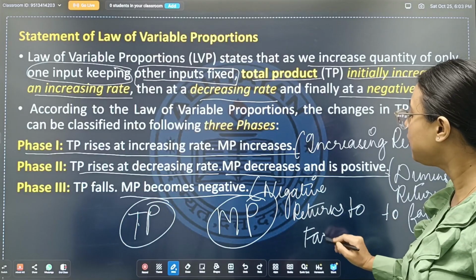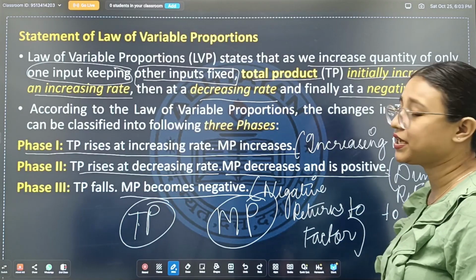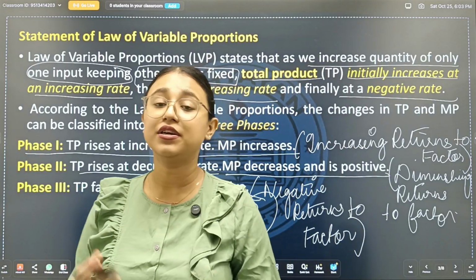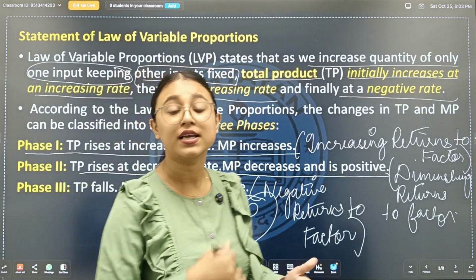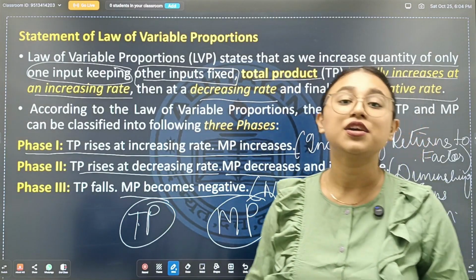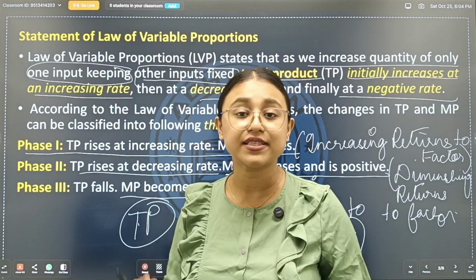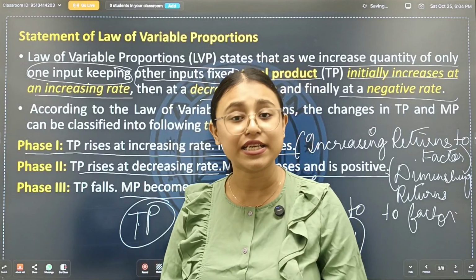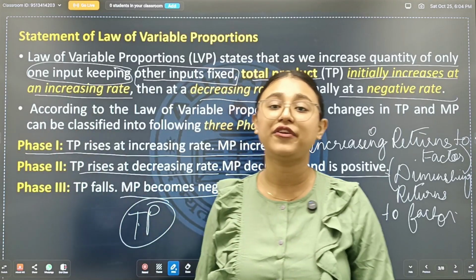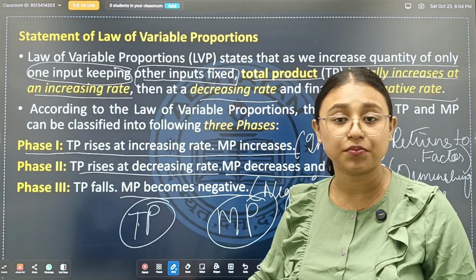Fine. So what we have understood is that the law of variable proportion actually shows us the resultant effect, or resultant change in total product, when we change the variable input, keeping other inputs fixed. So we have seen TP first increases at an increasing rate, then at a decreasing rate, and finally at a negative rate. And in this law of variable proportion, we can observe three phases.